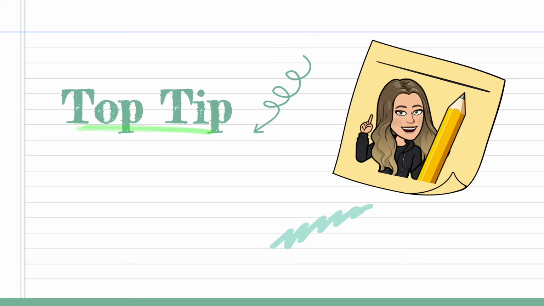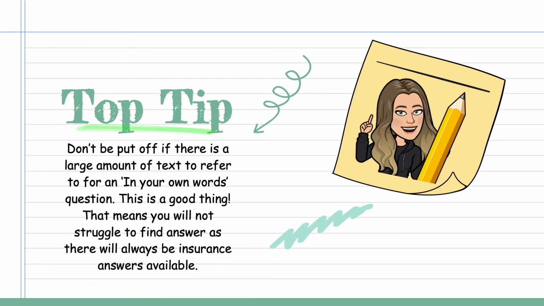Top tip time, one last time for you. Please don't be put off if there's a large amount of text to refer to for in your own words questions. It looks scary. Yes, there's two large paragraphs, but remember you've already read it once. Reading it again and looking for something will be a lot easier the second time. It's also a good thing that there's lots of text. It means that you will not struggle to find an answer.